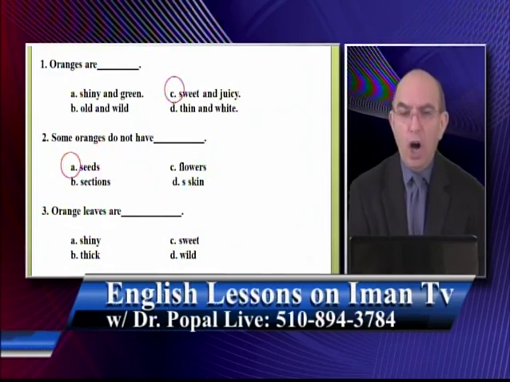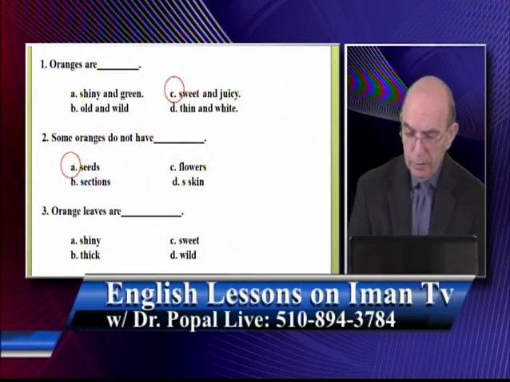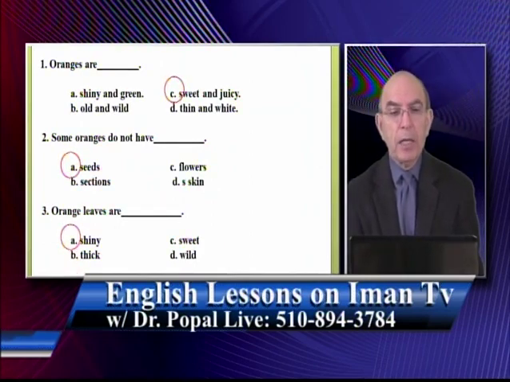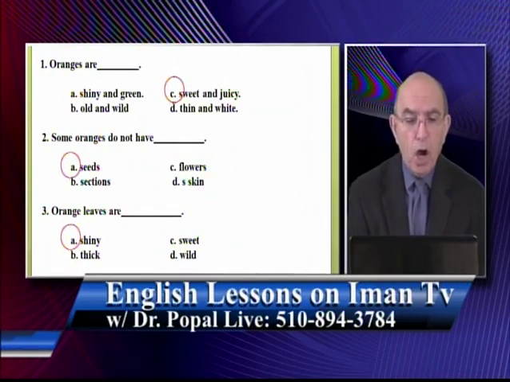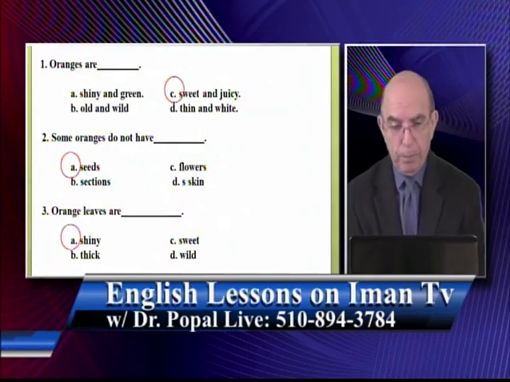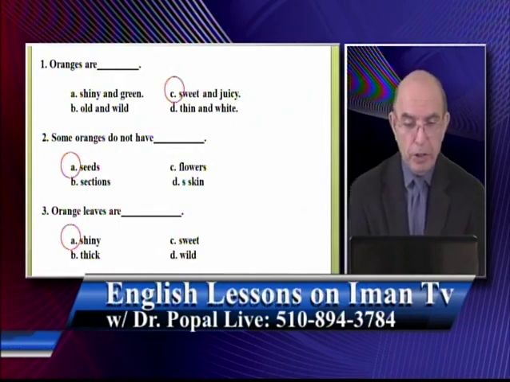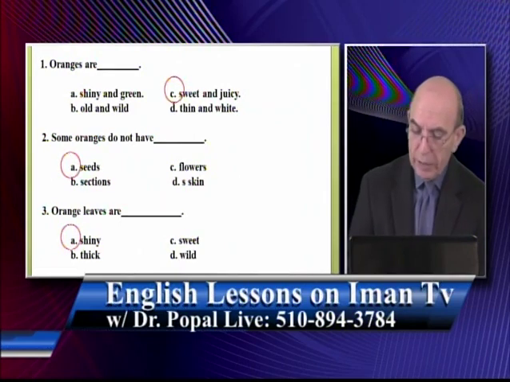Number 3. Orange leaves are A, shiny, B, thick, C, sweet, D, wild. Which one is the correct answer? Orange leaves are shiny, bright. Okay? Now let me read the questions with correct completion. Sorry. Oranges are sweet and juicy. Number 2. Some oranges do not have seeds. Number 3. Orange leaves are shiny. Let's go to the next page.